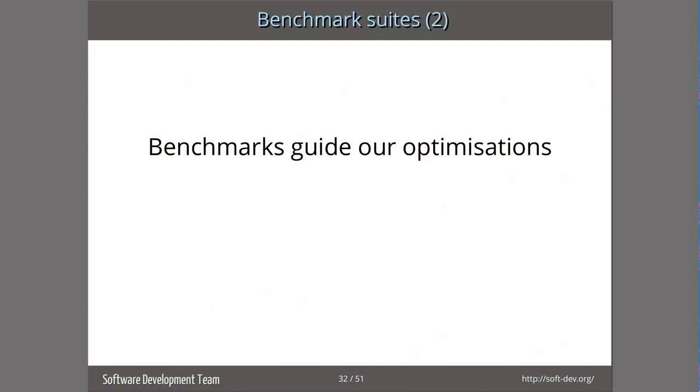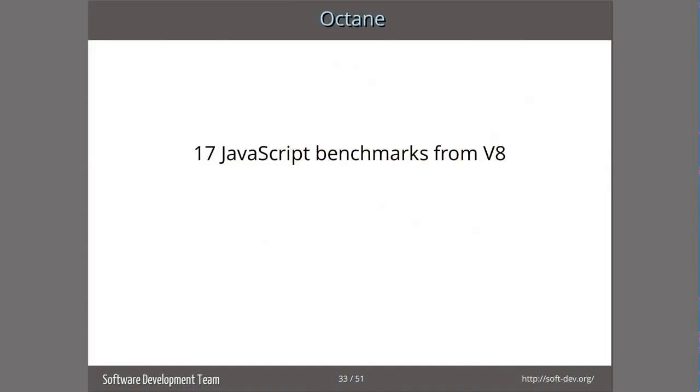Okay, so that's war story number 1. The other way of looking at benchmarks is, are benchmark suites semantically correct? If they tell me an optimization made something better, did it really make something better or not? And again, I'll give you another war story. So Octane is, or at least was, probably the standard JavaScript benchmark suite, originally from V8, 17 benchmarks.